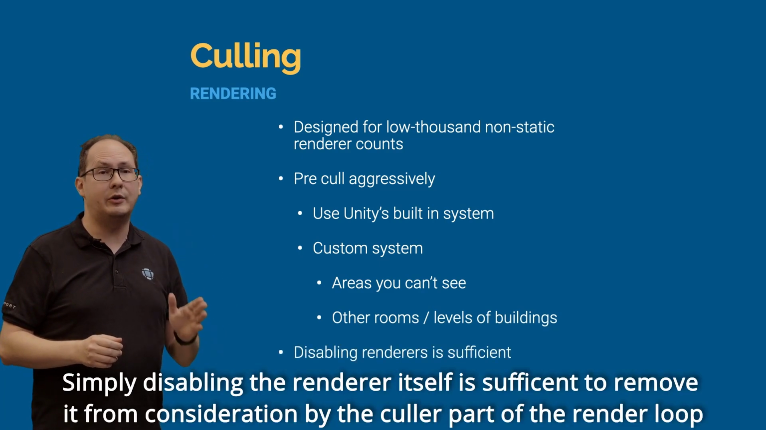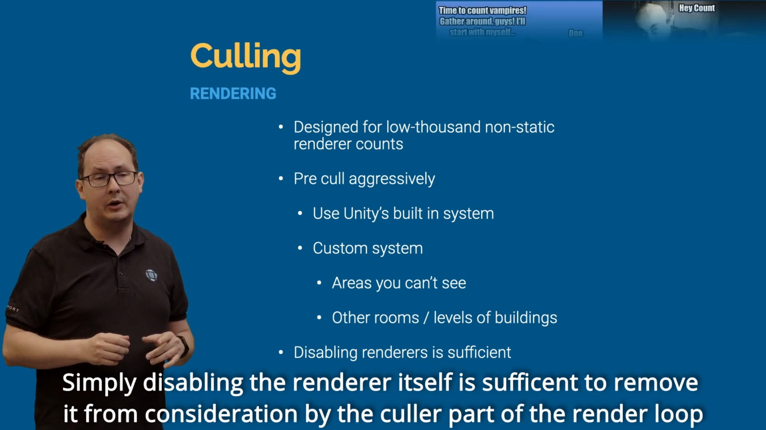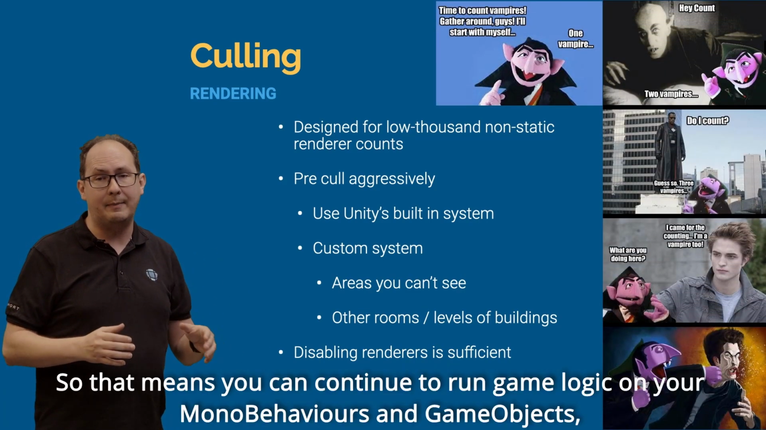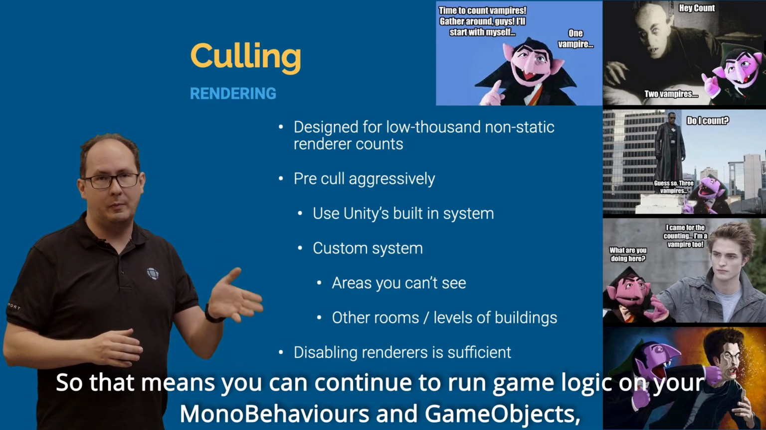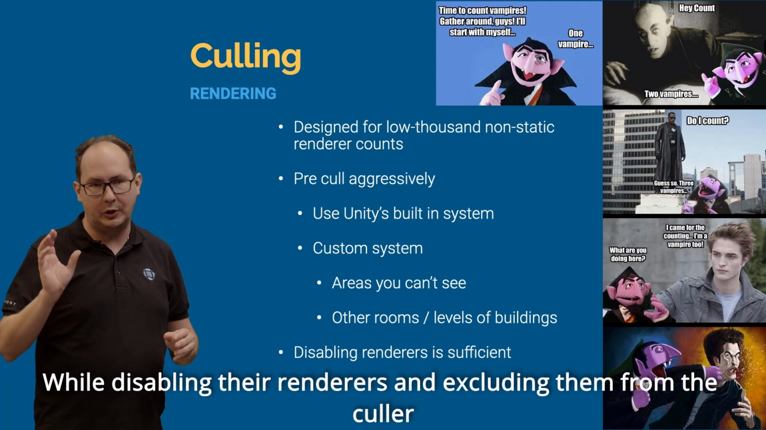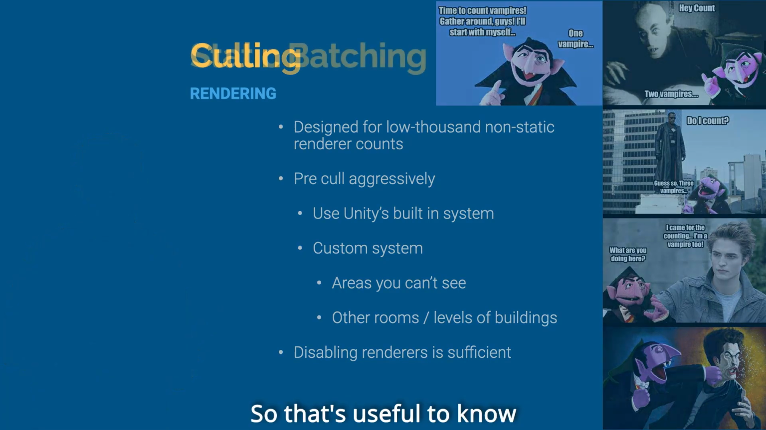Simply disabling the renderer itself is sufficient to remove it from consideration by the culler part of the render loop. So that means you can continue to run game objects, like game logic, on your mono behaviors and game objects while disabling their renderers and excluding them from the culler. So that's useful to know.